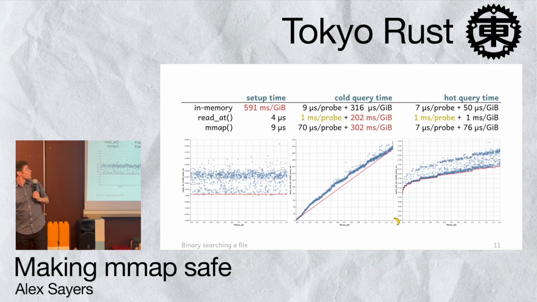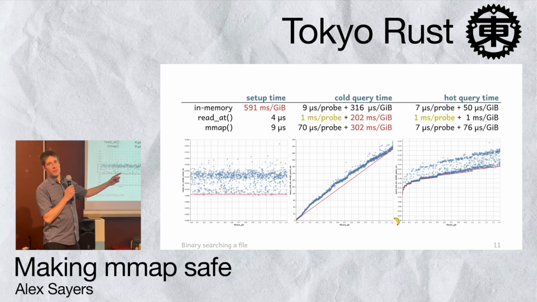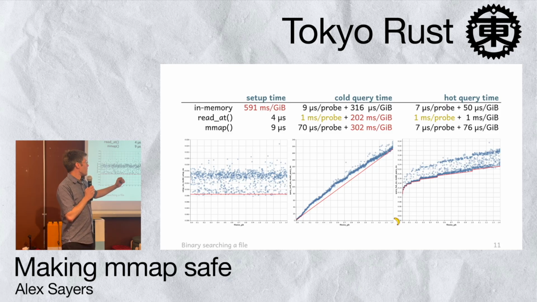Okay, last one. Mmap. Setup time, again, instantaneous. And then the query time, again, all of the I/O is happening the first time we run the query. But then once it's hot, notice the performance is now exactly the same as version 1, the fully in-memory version. Because once again, every time we probe the midpoint, we're not having to do a syscall or anything. It's just an array access, just like the first one.